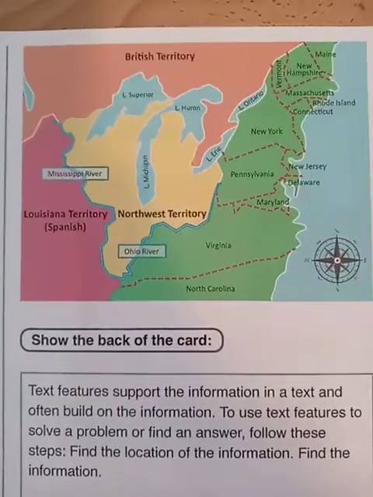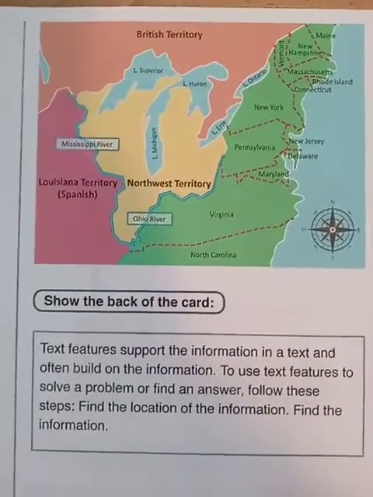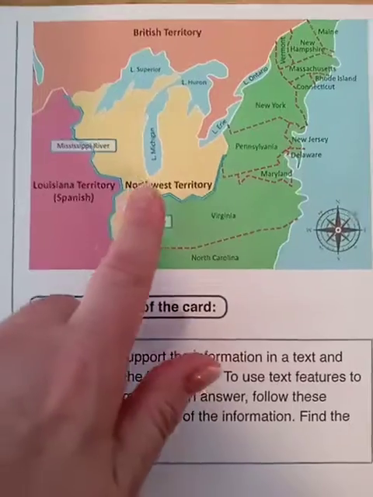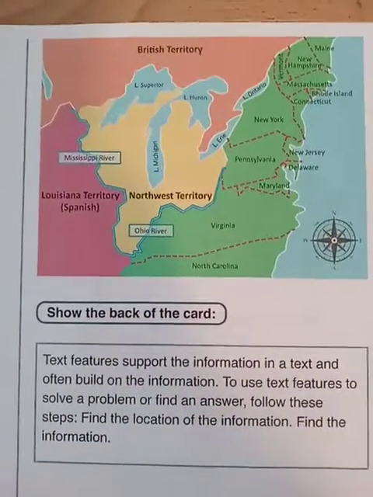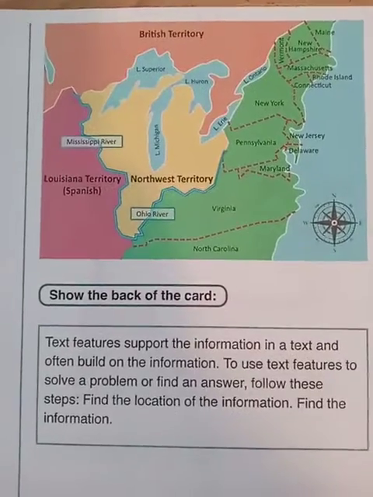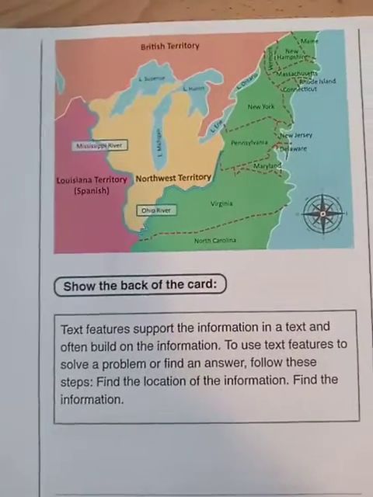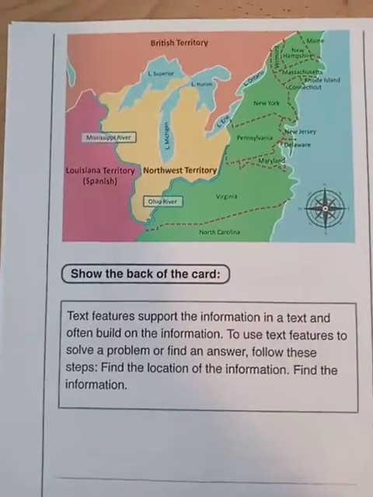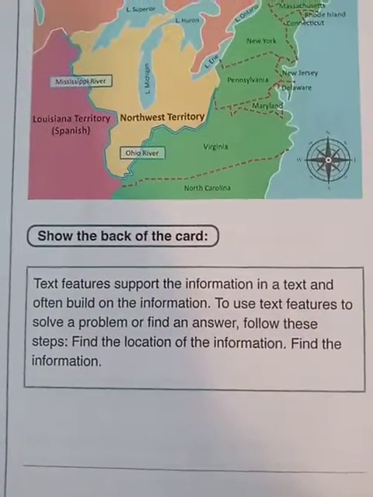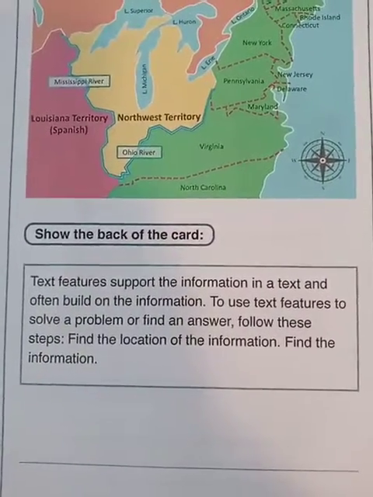Okay, you see this beautiful map? This is a text feature. Okay, and it says Louisiana Territory, Spanish, Northwest Territory, British Territory at the top. We can see the Atlantic Ocean over on the other side, up there by Virginia and North Carolina, and those are the 13 colonies. So we know this map has to do with the time period during the American Revolutionary War. This is a text feature, and it supports the information in a text and often builds on the information.